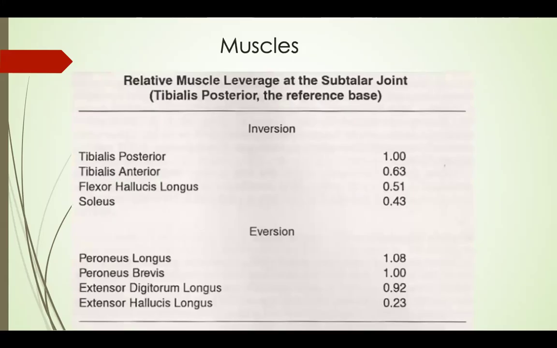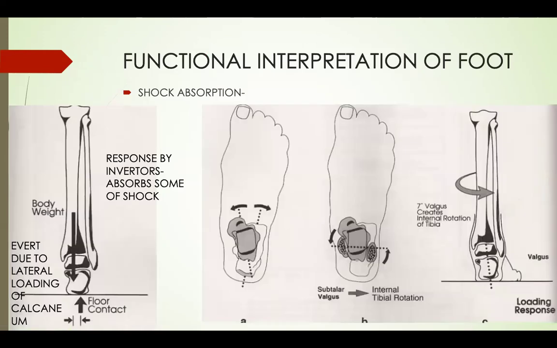Muscles which cause inversion and eversion are the tibialis muscles. Inversion is caused by tibialis posterior, tibialis anterior, flexor hallucis longus, and soleus. Eversion is caused by peroneus longus, peroneus brevis, extensor digitorum longus, and extensor hallucis longus.